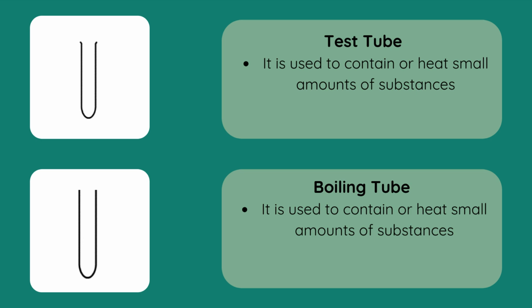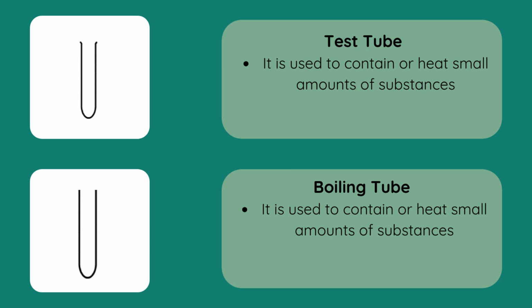First is a test tube. If you notice on the left, there's a white box with a picture. That is the scientific diagram of the apparatus. The test tube is used to contain or heat small amounts of substances. Next is the boiling tube. It is used to contain or heat small amounts of substances too. If you look at the diagrams, they look pretty similar, don't they? The question is, how do you tell them apart?